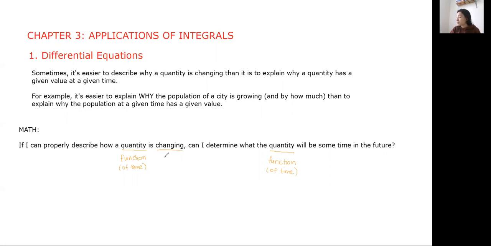A derivative, right? So if I have the word change, the rate of change is given by the derivative. So I have the derivative over here. And then the last thing that I have is sometime in the future. That just means that I'm guessing, so sometime is some value of t. And I'm just going to put in the future in brackets here, okay?